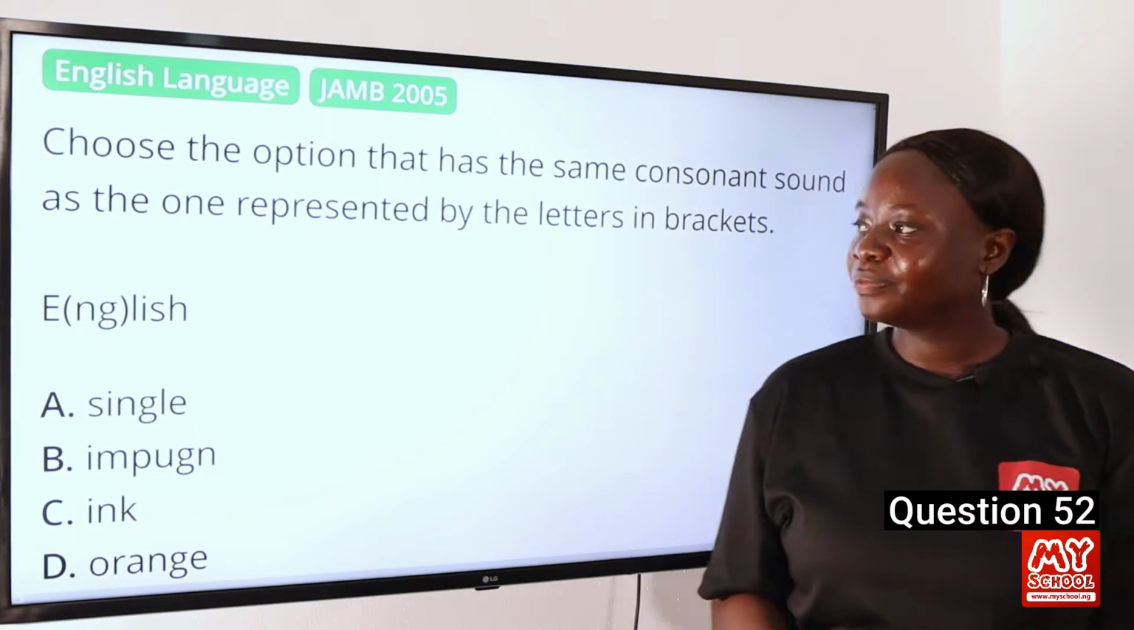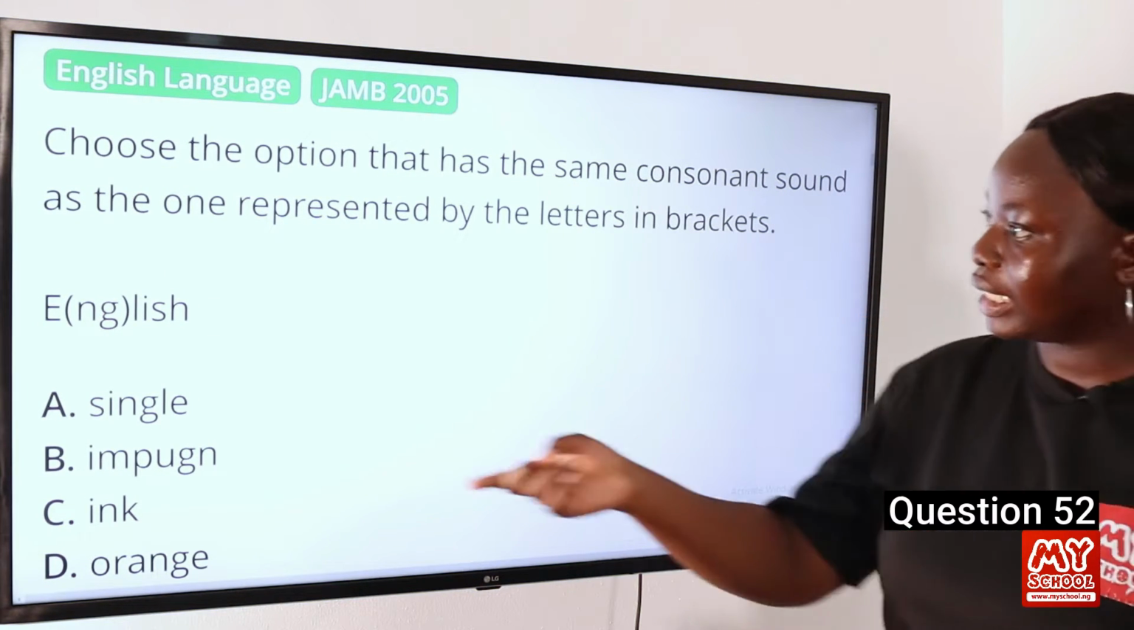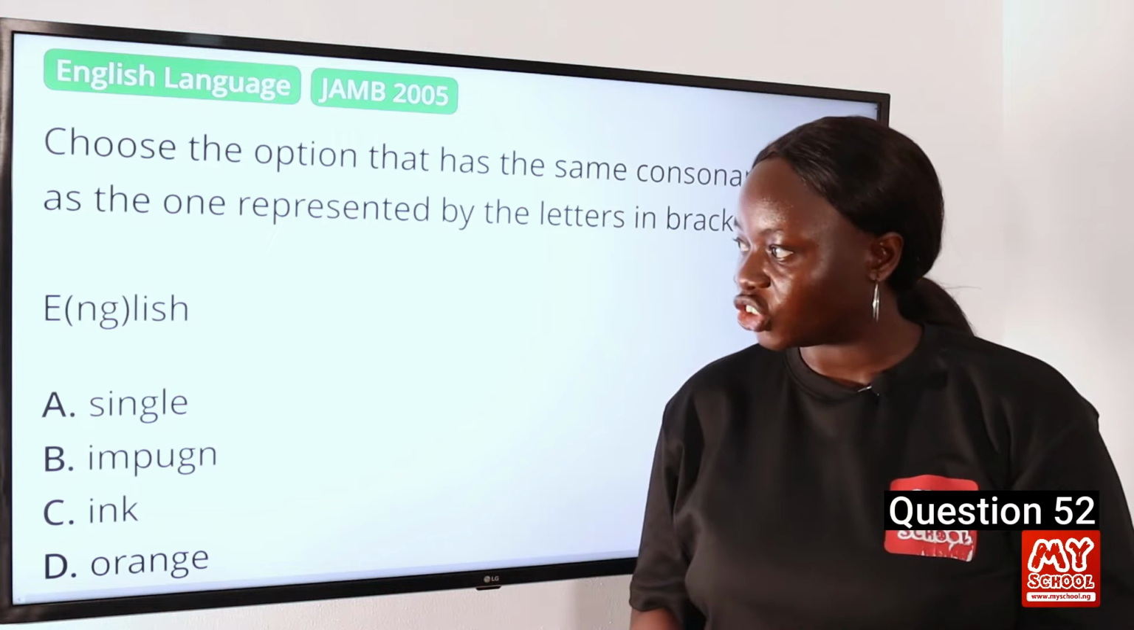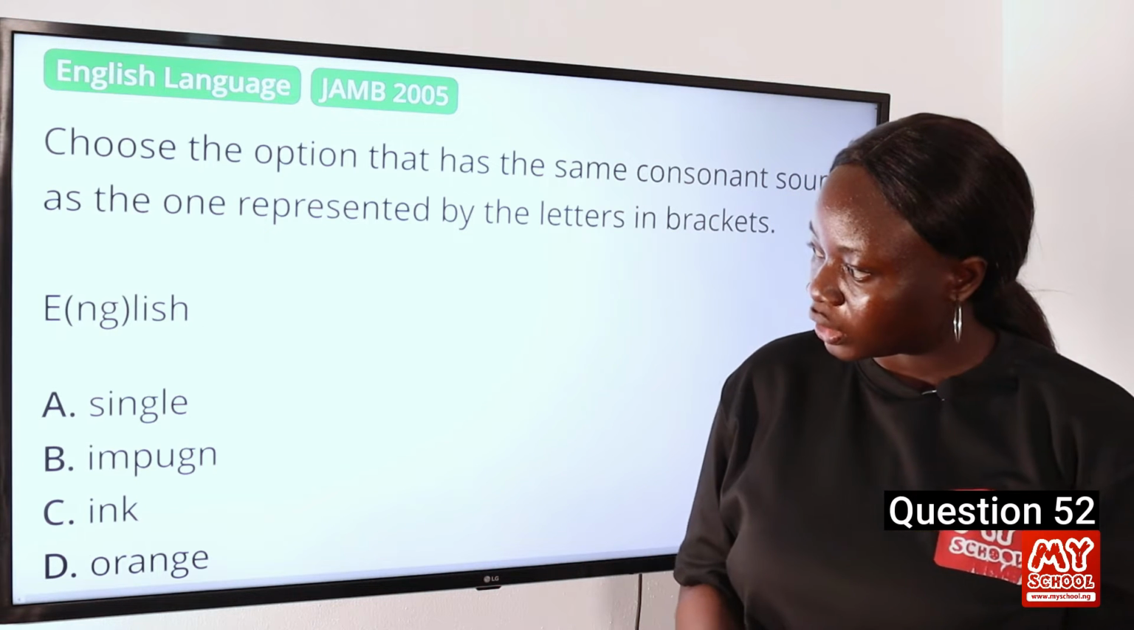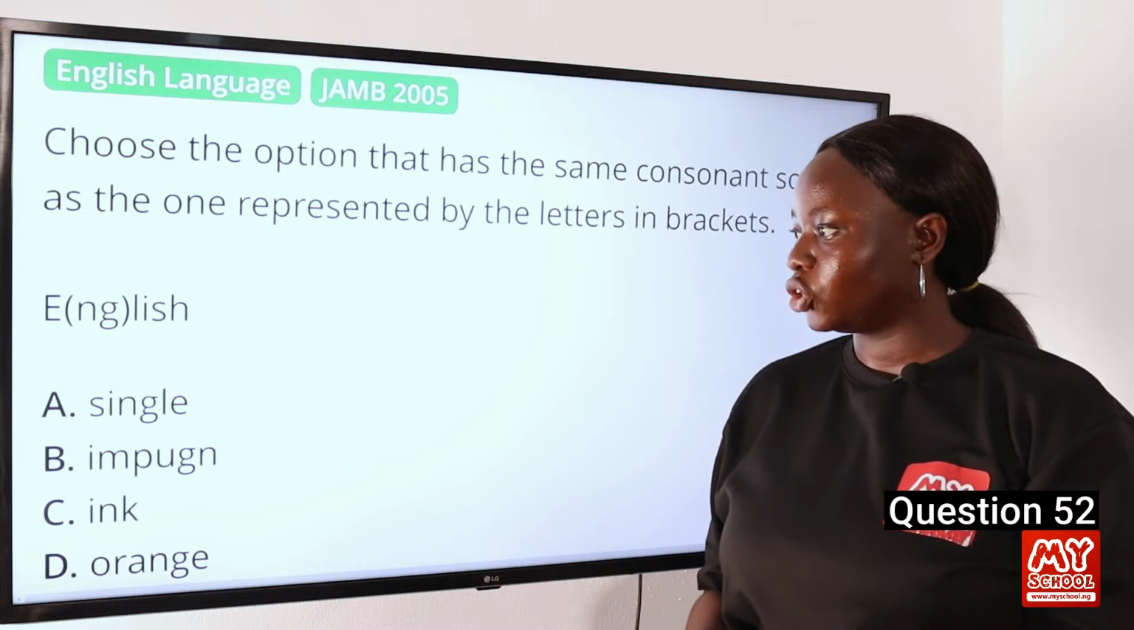Question 52. Again, we have to look for the option that has the same consonant sounds as the letters in bracket. This time around we have N and G. We have option A, single, option B, impugn, option C, ink, and option D, orange. So let's go back to the board to transcribe each of the words.